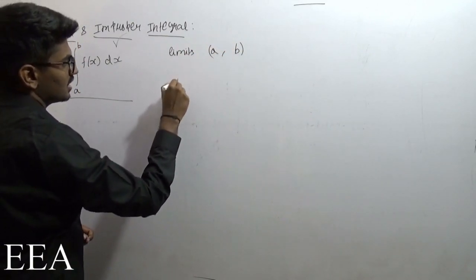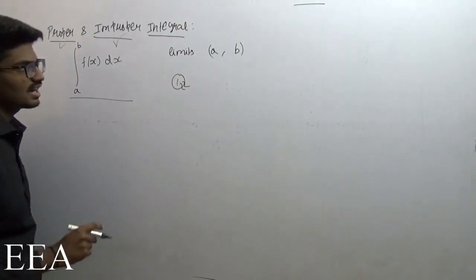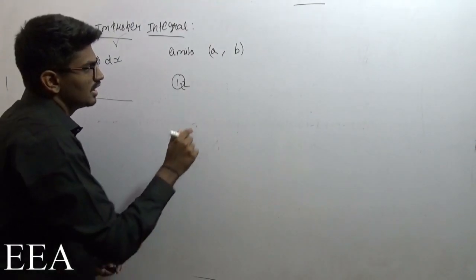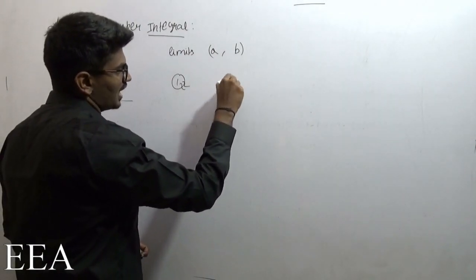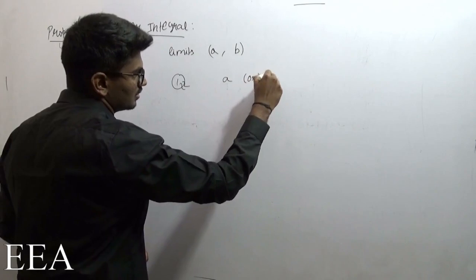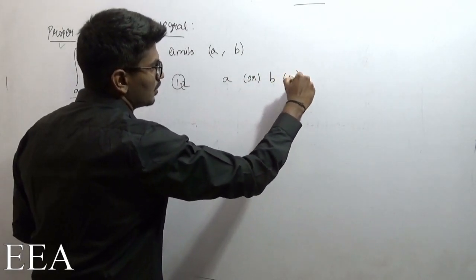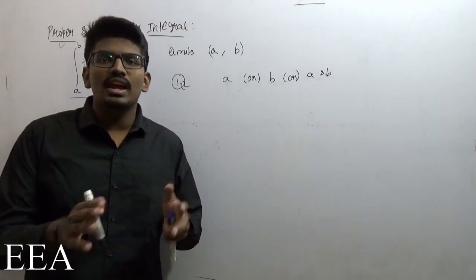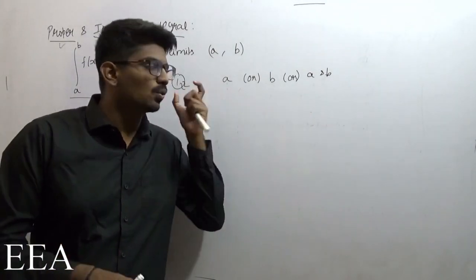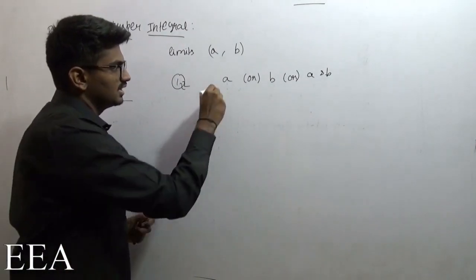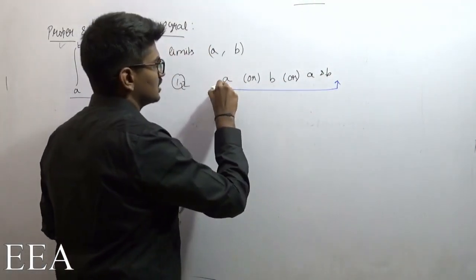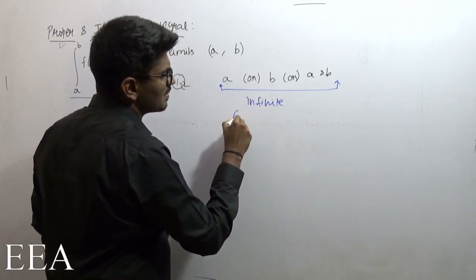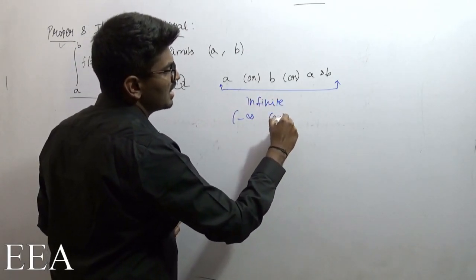Now, the first condition to say that it is an improper integral. So what is that first condition? If any of these limit values, either a or b or both a and b, becomes infinity, which means it can be minus infinity or it can be infinity.